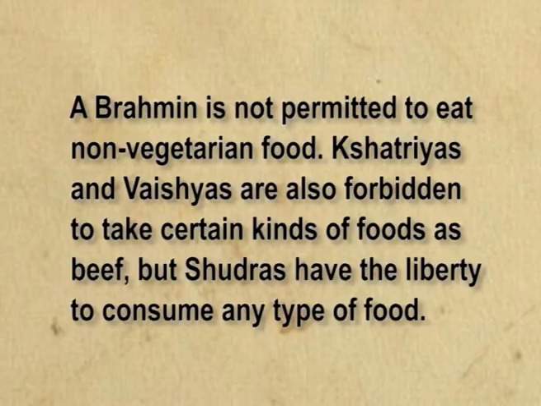Restriction on food habits. The second element of caste is its prescription of certain kinds of food for different castes. For instance, a Brahmin is not permitted to eat non-vegetarian food. Kshatriyas and Vaishyas are also forbidden to take certain kinds of foods such as beef, but Shudras have the liberty to consume any type of food.